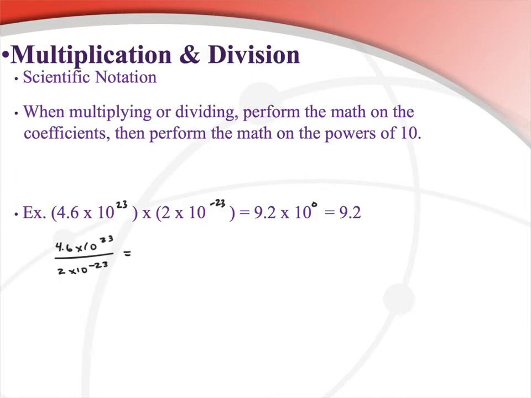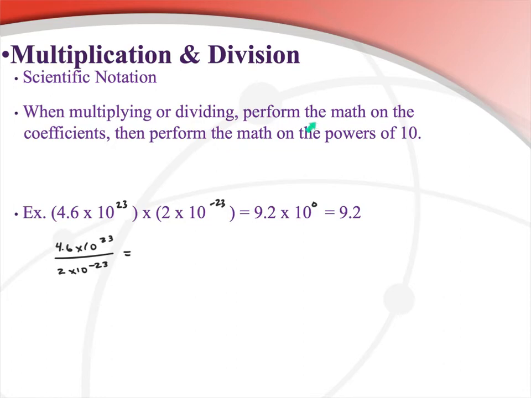All right. So we just saw the addition and subtraction rule. What about the multiplication and division? When multiplying or dividing, perform the math on the coefficients, then perform the math on the powers of 10. Okay, so we'll see how this works. All right. So we've got this number, 4.6 times 10 to the 23rd. That was that number we saw back there on the second slide of this lesson with the atoms in the Hope Diamond. 4.6 times 10 to the 23rd times, and then my other number, 2 times 10 to the negative 23rd. All right. So what happens here?